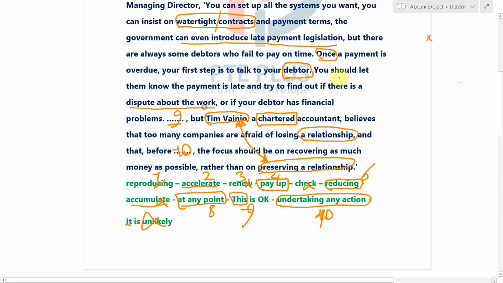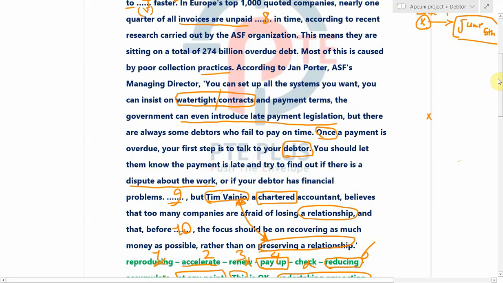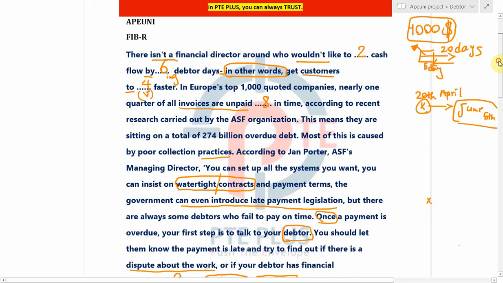So it's a combination of different techniques. Here you should get the basic comprehension of the text.